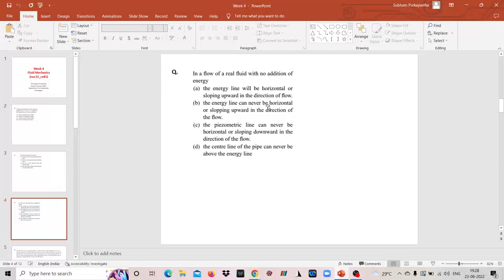The energy line can never be horizontal. Yes, if it is a flowing fluid, it is a real fluid, so there will be head loss. Had it been an ideal fluid, then the case would have been different. Since it is a real fluid, there will be head loss. So the energy line can never be horizontal or sloping upward in the direction of flow.